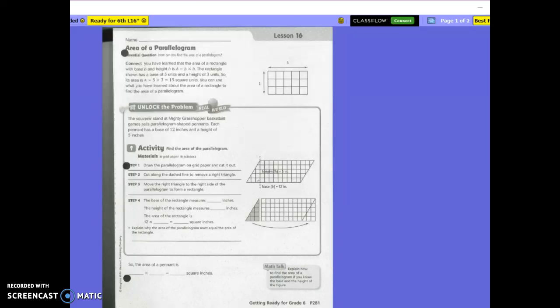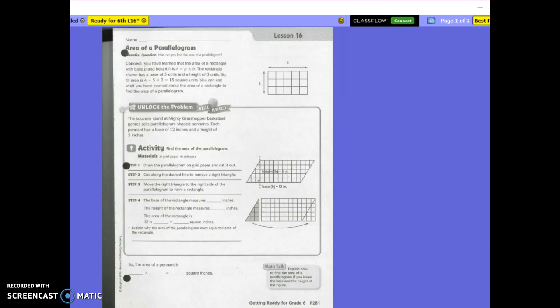Okay, here we go. This is Getting Ready for 6th Grade, lesson 16, area of a parallelogram. We know a parallelogram is what? A shape with two sides that are parallel. You have learned the area of a rectangle is base and height. Area equals B times H.